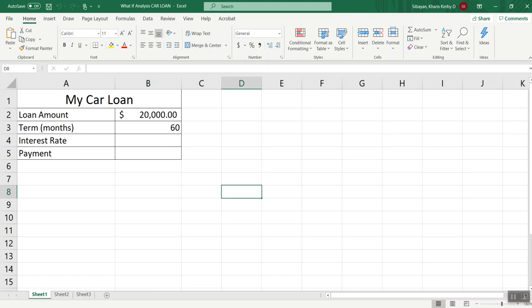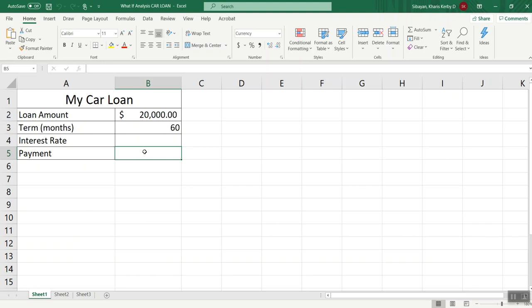Okay, so let's say for example you're trying to get your own car. You want to shop for a car that you really like, and you can afford $400 as a monthly payment. So our objective for this video is to use a financial function called PMT, which is payment, and then we're also going to practice your what-if analysis and Goal Seek, using this example.